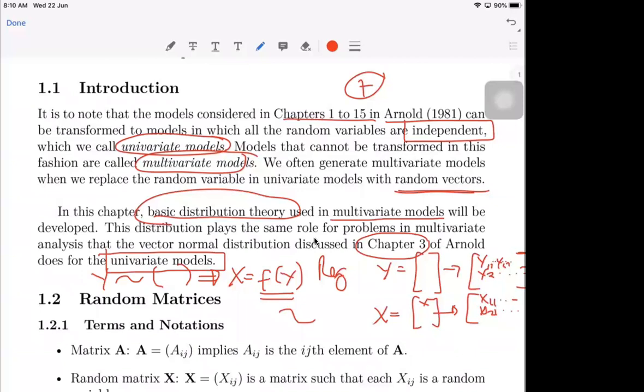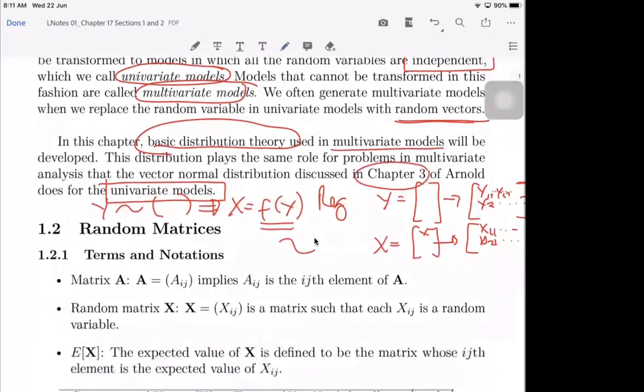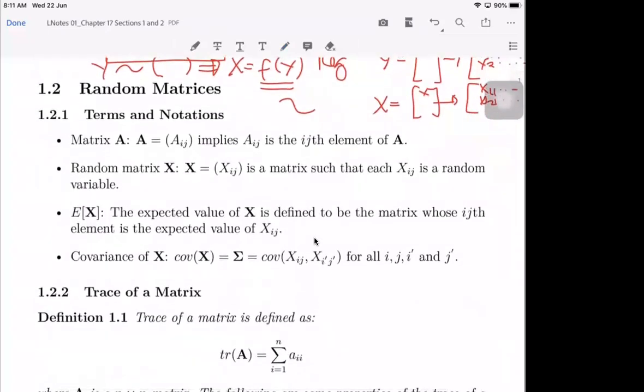So relatively, chapter 3 results will be carried over as a multivariate case in chapter 17, specifically in sections 1 and 2. So if you're familiar with the chapter 3 results, you can easily relate it here. Okay, so let us just review some of the notations that we had. When you see a matrix A, this has components Aij. So Aij means it's the ijth element of the matrix A.